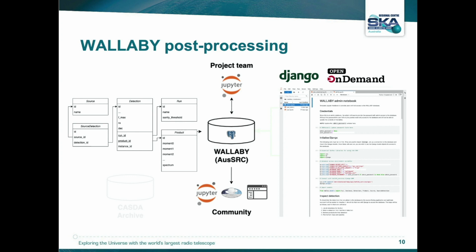And the project team will write to that source table through a JupyterLab interface, which runs on top of Open On Demand. So that Open On Demand provides the view into the cluster, a graphical view, and we use Django for the object relational mapper that allows these users to interact with this database in Python and using Python objects. And the same interface is provided to the community as well, except they have read-only access rather than read-write.